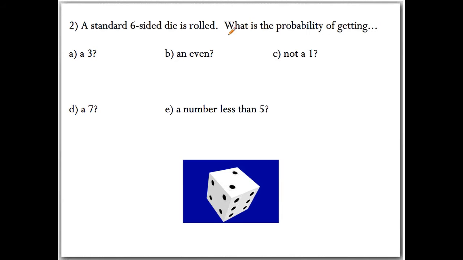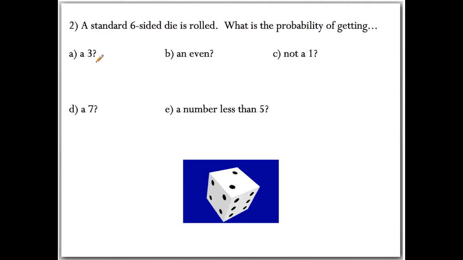So here's a 4, on the opposite side, a 3, adds up to 7. And here's a 2, the opposite side's a 5, it adds up to 7. Okay, so the possible outcomes on a six-sided die are the numbers 1 through 6. So what is the probability of getting a 3?